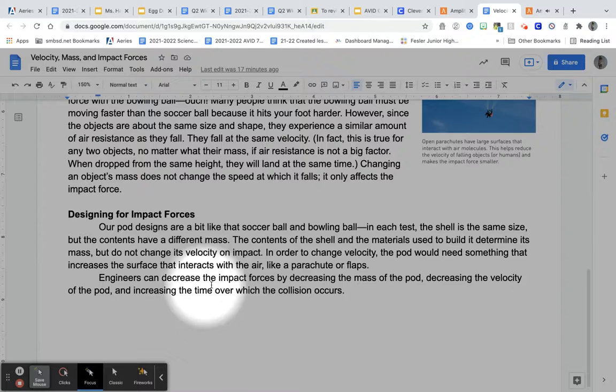Engineers can decrease the impact forces by decreasing the mass of the pod, decreasing the velocity of the pod, and increasing the time over which the collision occurs.